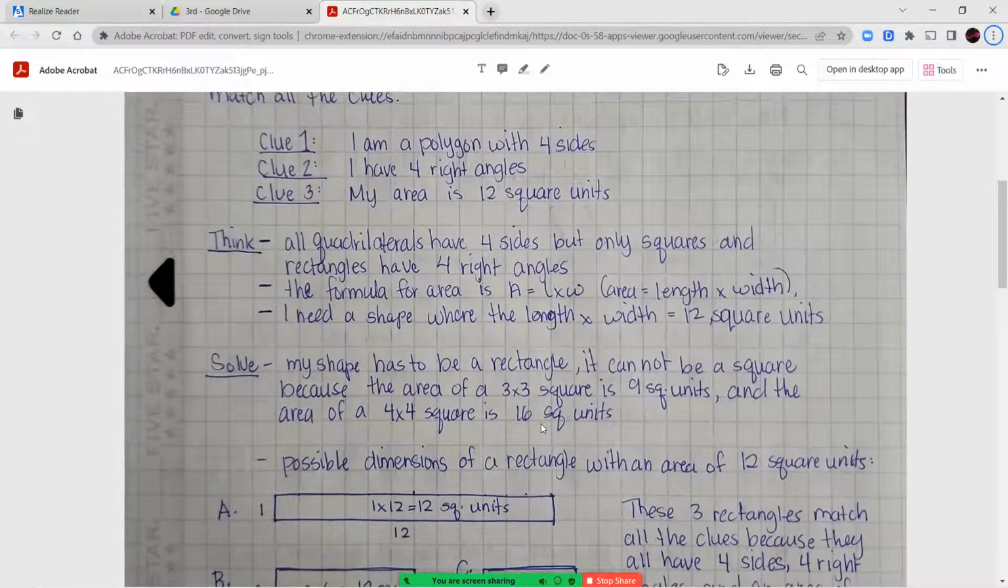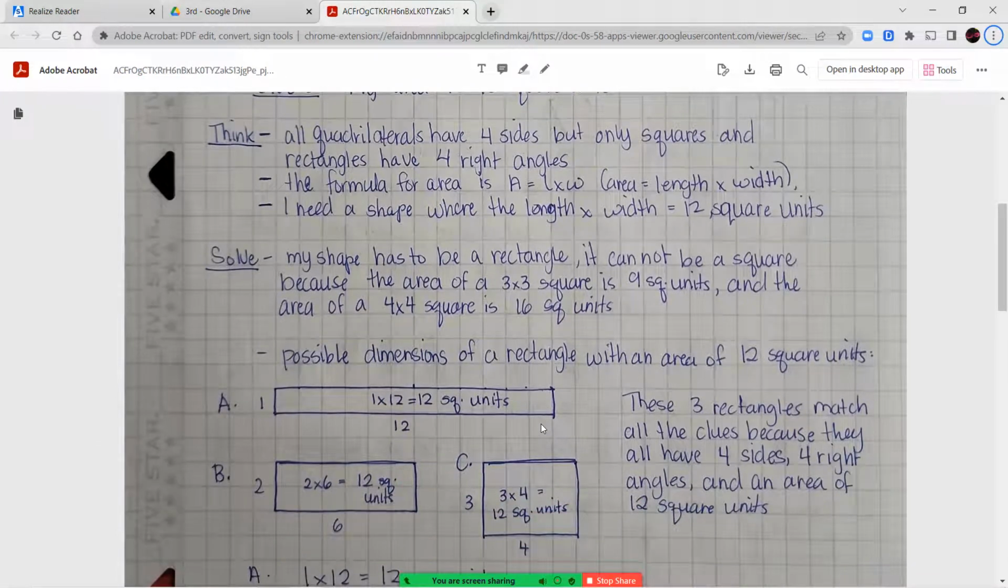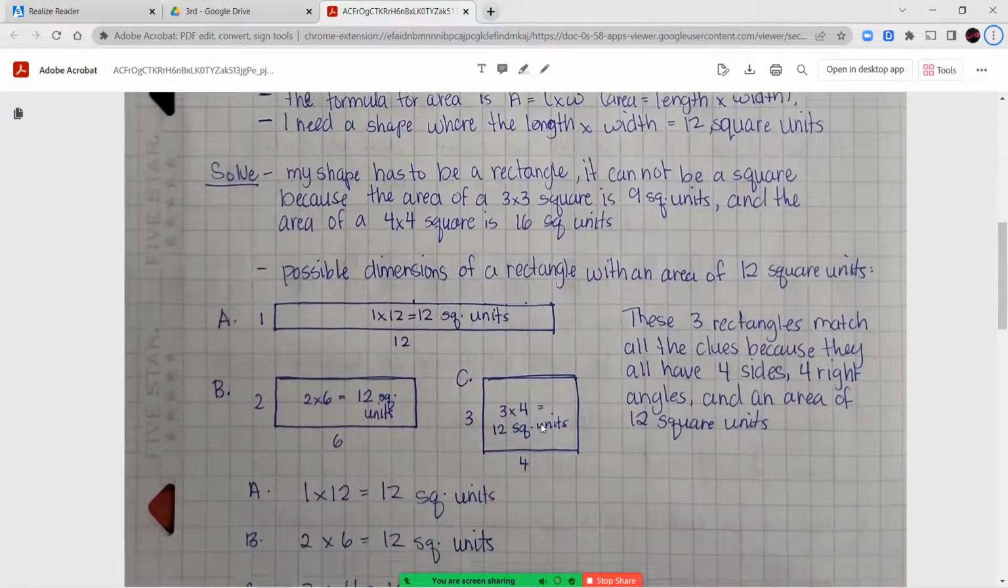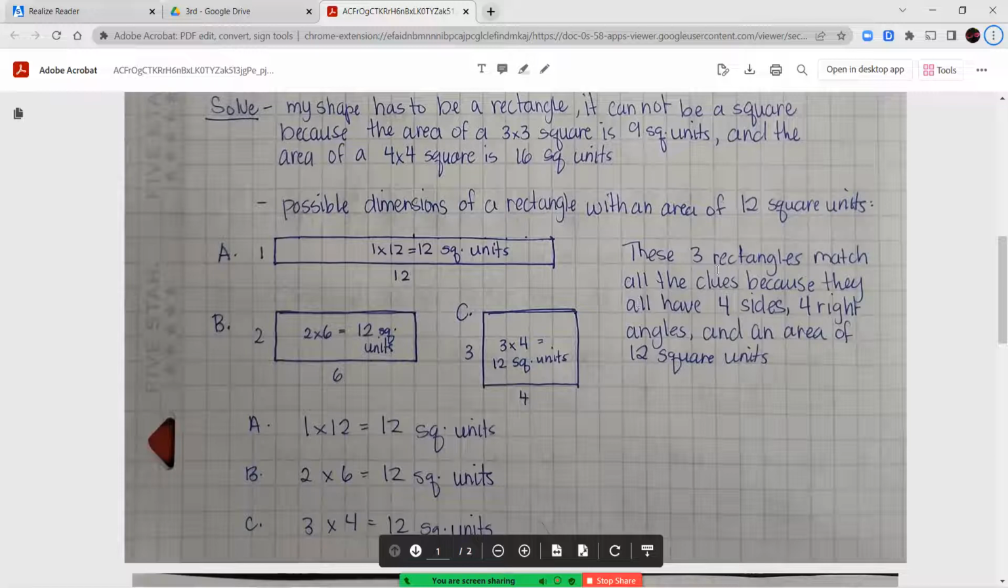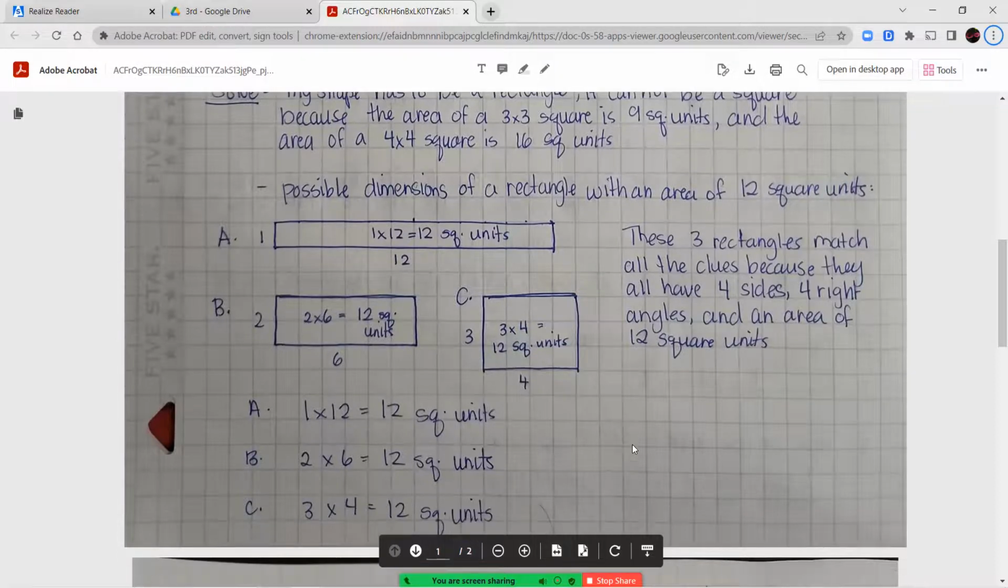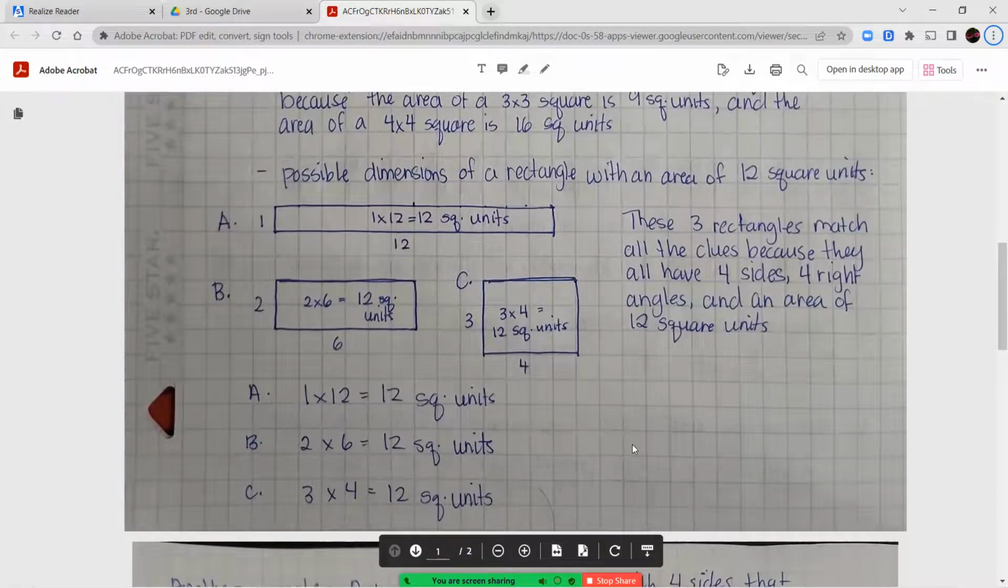So I stop and think, what are the possible dimensions or sizes of those different sides of a rectangle? So how can I make 12? I know I can make 12 by doing 1 times 12 equals 12. I know I can make 12 by doing 2 times 6 equals 12. Or I could do 3 times 4 equals 12. So I drew out my 3 options over here. These 3 rectangles match the clues because they all have 4 sides, 4 right angles, and they all have an area of 12 square units.